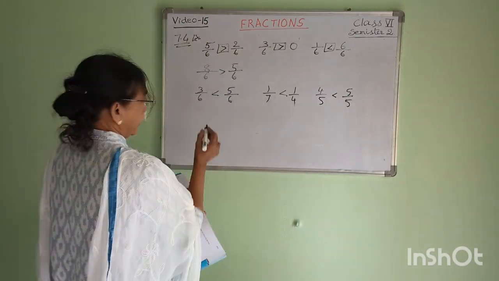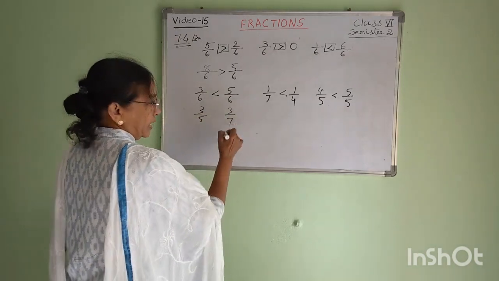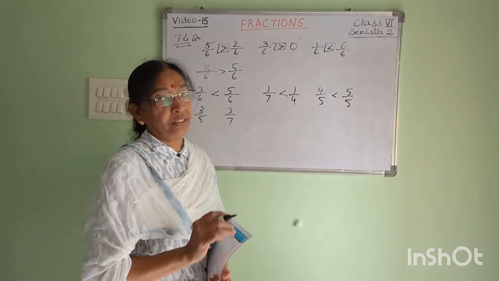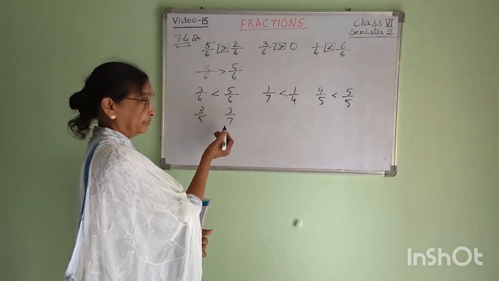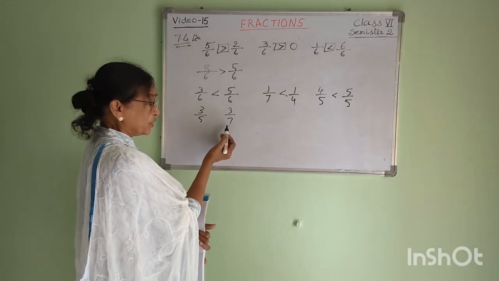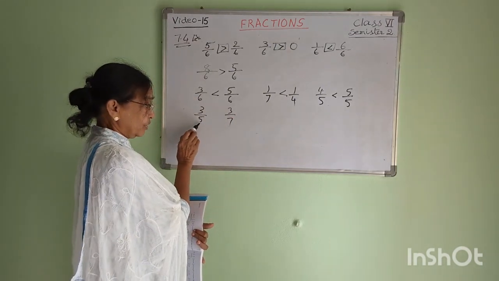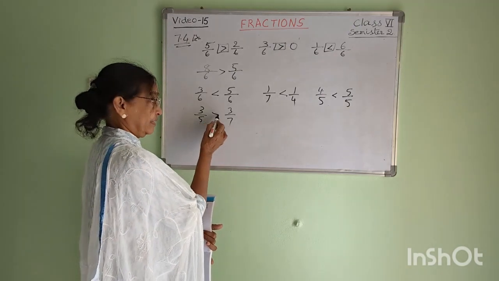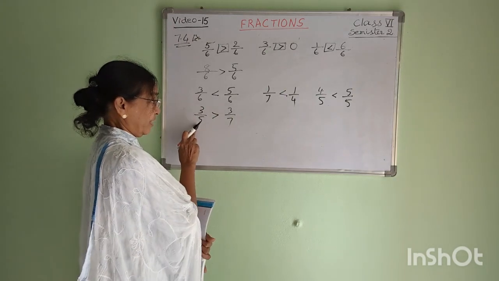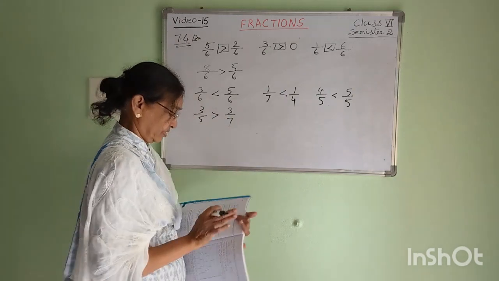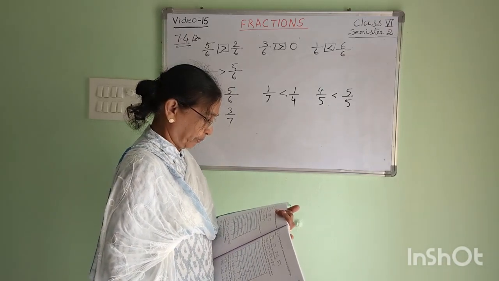Next, 3 by 5 and 3 by 7. These are unlike fractions, but the numerators are the same. Therefore, we can compare. The fraction whose denominator is greater is lesser. The fraction whose denominator is less is greater. Opposite to that. Therefore, 3 by 5 is greater than 3 by 7. So, okay. Next, make 5 more such pairs and put the appropriate sign.